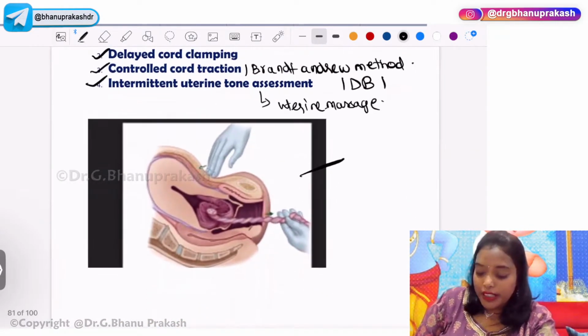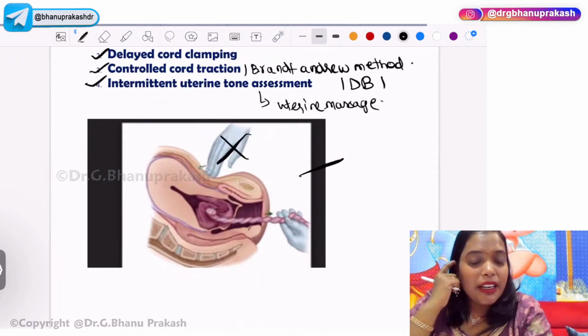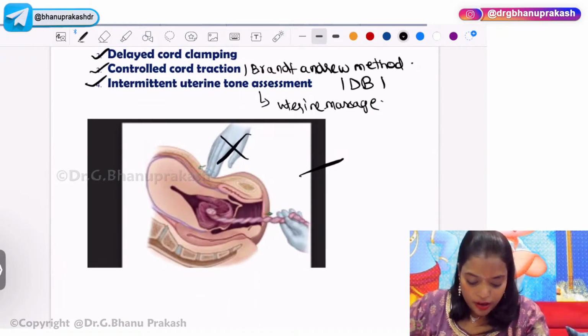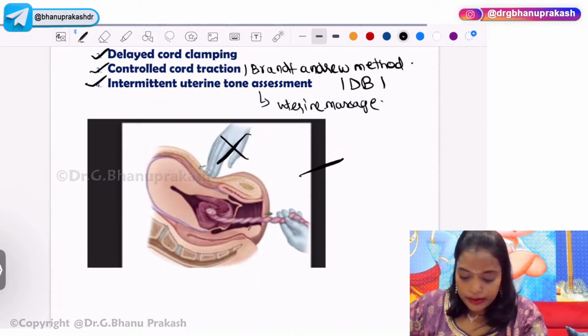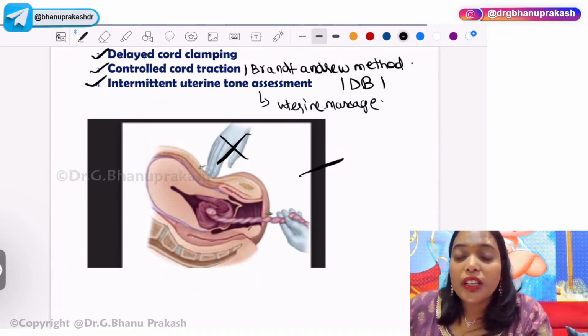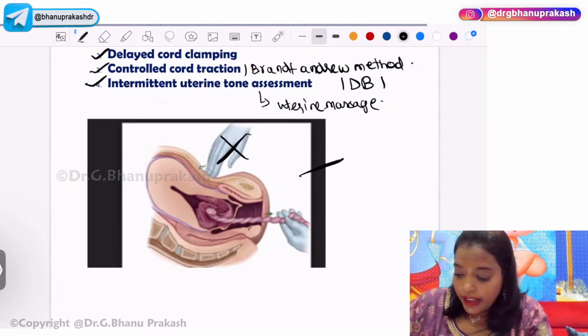If you don't put this above hand, what can happen, guys? What is the risk associated with this maneuver? Uterus can come out, and inside out turning of the uterus is called uterine inversion. Uterine inversion.